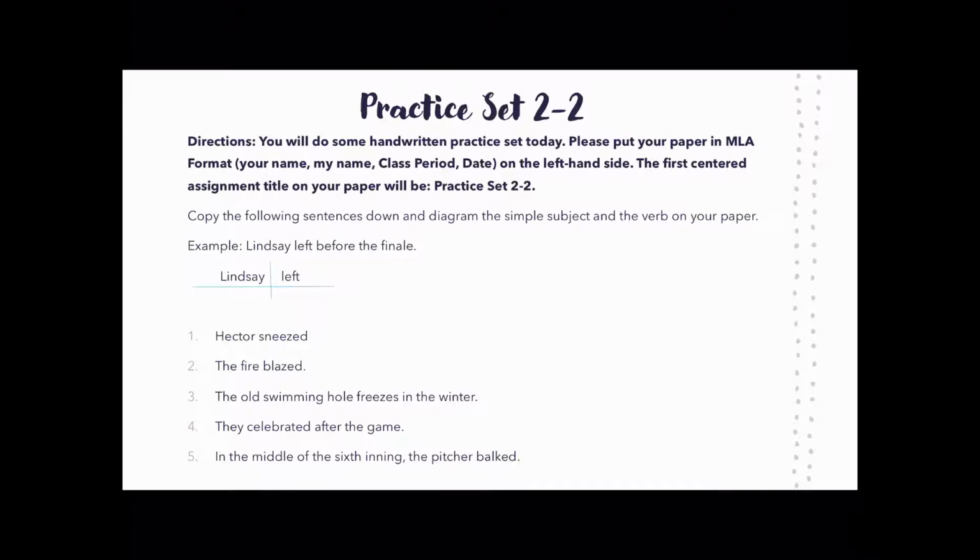We're going to be doing several practice sets on this paper today. And at the very end, I'll give you directions on how to turn in a handwritten assignment. So bear with me. On your paper, you're going to copy the following sentences down and diagram the simple subject and the verb on your paper. So in this example, Lindsay left before the finale.